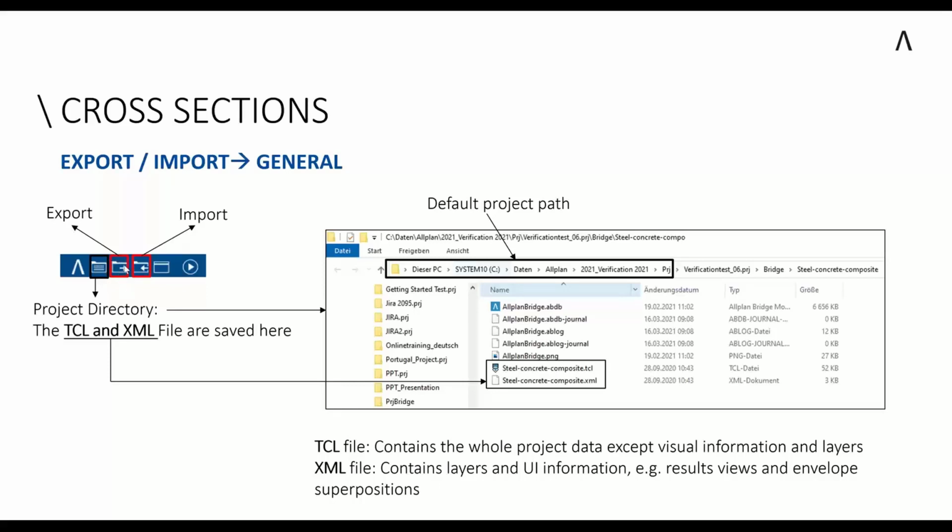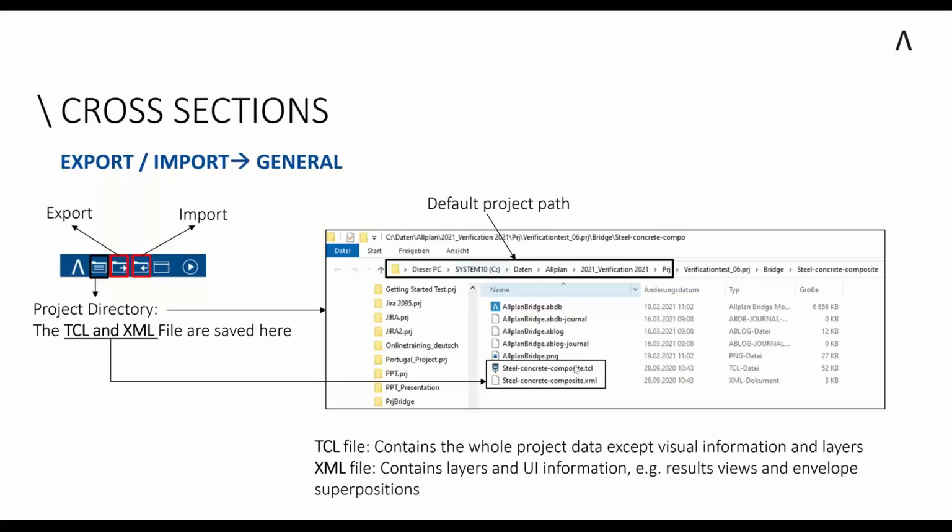So we have an export button, which will do exactly that. It will create this TCL file, which contains the whole project data. In addition, there will be a second file, which is an XML file, and this contains more or less additional data. So you could say that all the project-relevant data is stored in the TCL file, and the XML file contains additional information like how you set up the layers or other view options, or how you have maybe arranged the superposition of the envelope. So it's not essential for calculation.